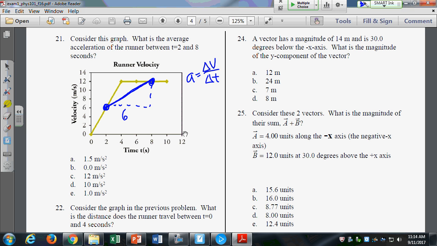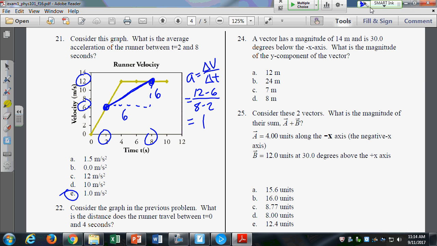In this case, my run is 6. My rise goes from 6 to 12, so that's also 6. And so the answer would be E, 1 meter per second squared. Or you could just look at the numbers, delta V over delta T. That's going to be 12 minus 6. Delta T is going to be 8 minus 2. Okay back there? Alright, so that's going to be 1 meter per second squared. Alrighty? You'll have to do something like that.